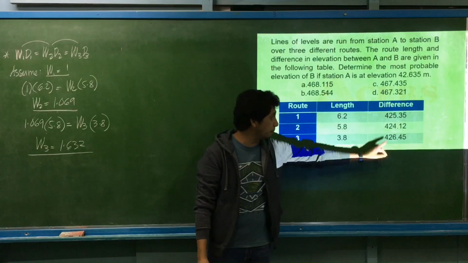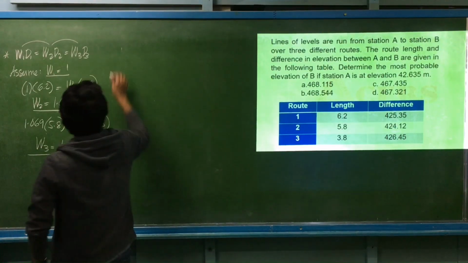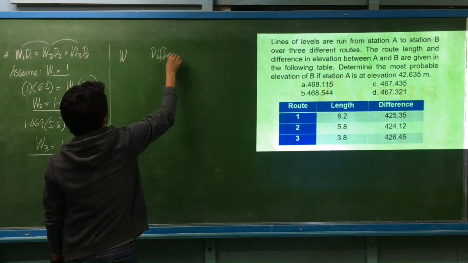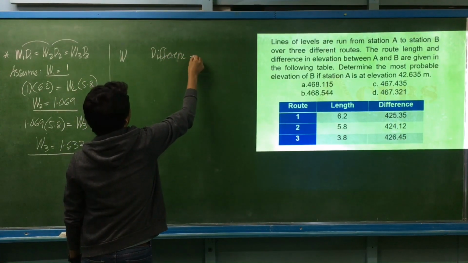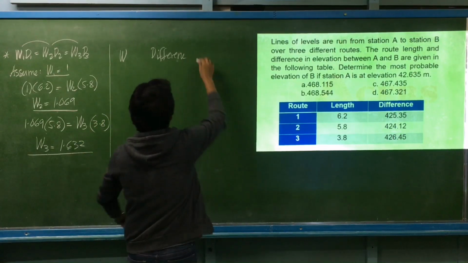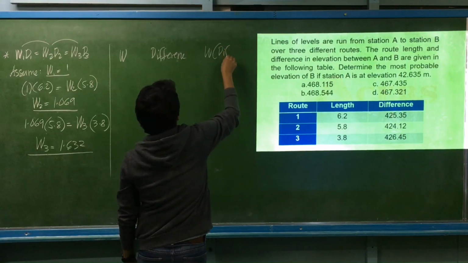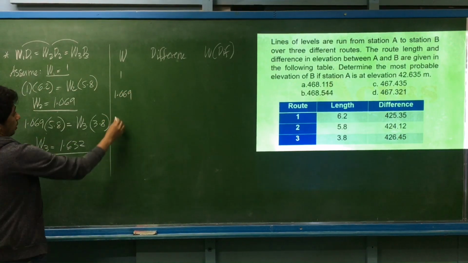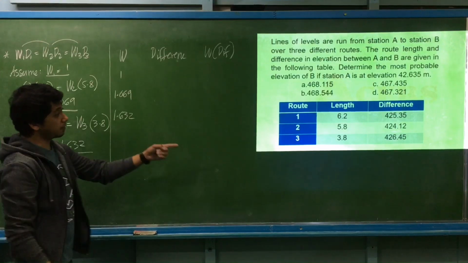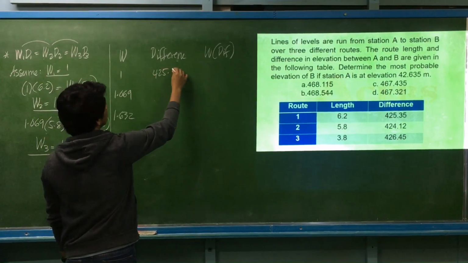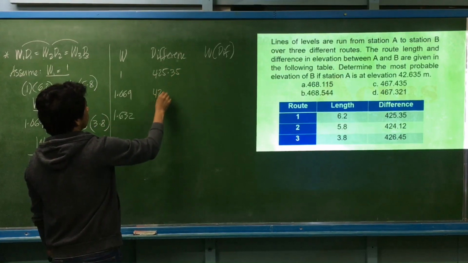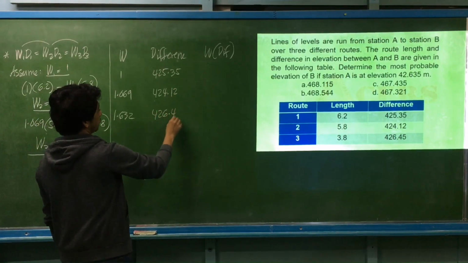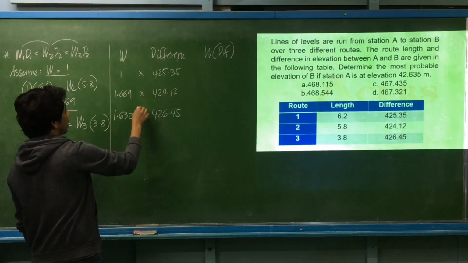Now we are to consider ano yung effect nila pagdating dun sa difference in elevation. So by tabula, so weight, then ito yung mga difference. Then kailangan din natin yung product. The product of weight and the difference. So weight is, yung una, weight number 1 is 1, 1.069, and 1.632. Ano yung mga difference? So we have yung una, 425.35, 424.12, ano yung pangatlo? 426.45. Then kunin lang natin yung product.